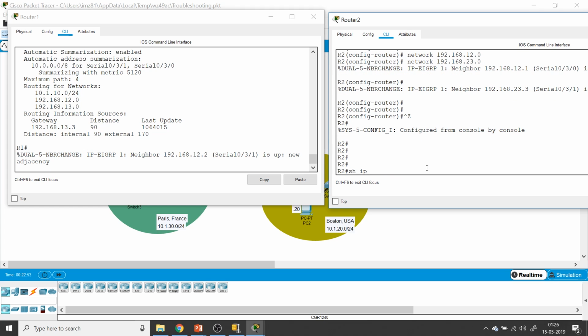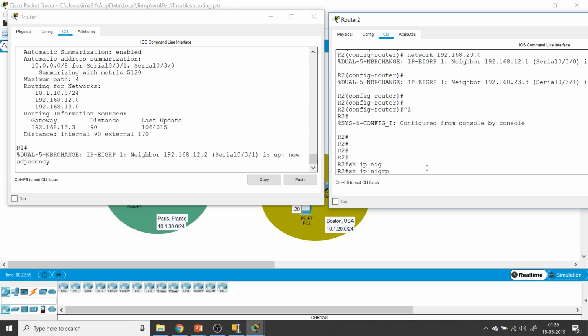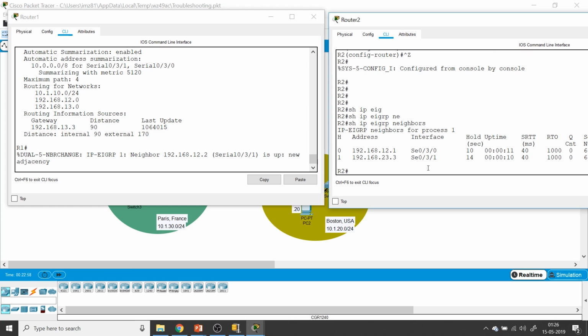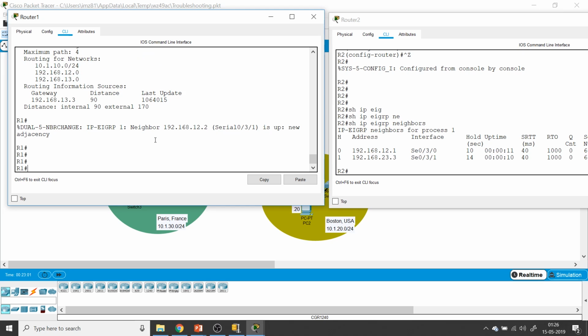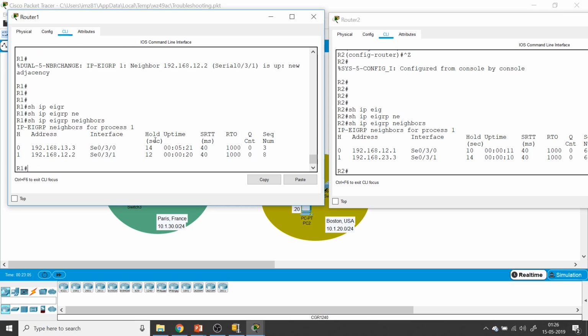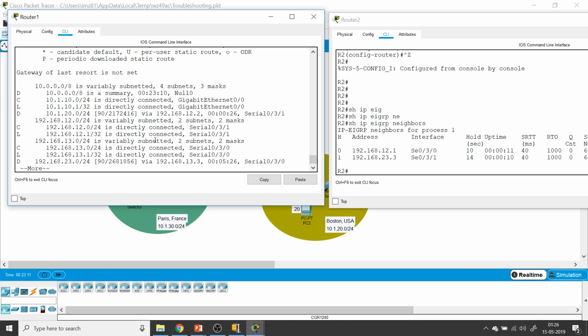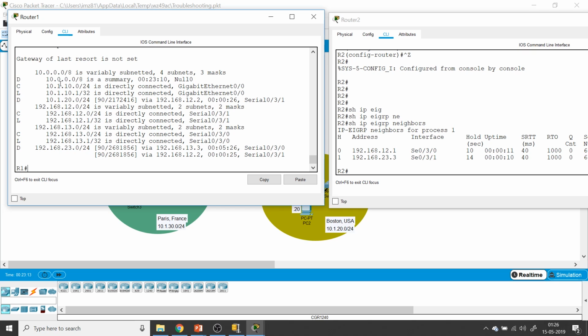Show IP EIGRP neighbors, and I can see there are two neighbors now. So let's see, now that they've become neighbors, let's see what happens. Show IP route. Okay, I can see router 1 has 10 and 20.